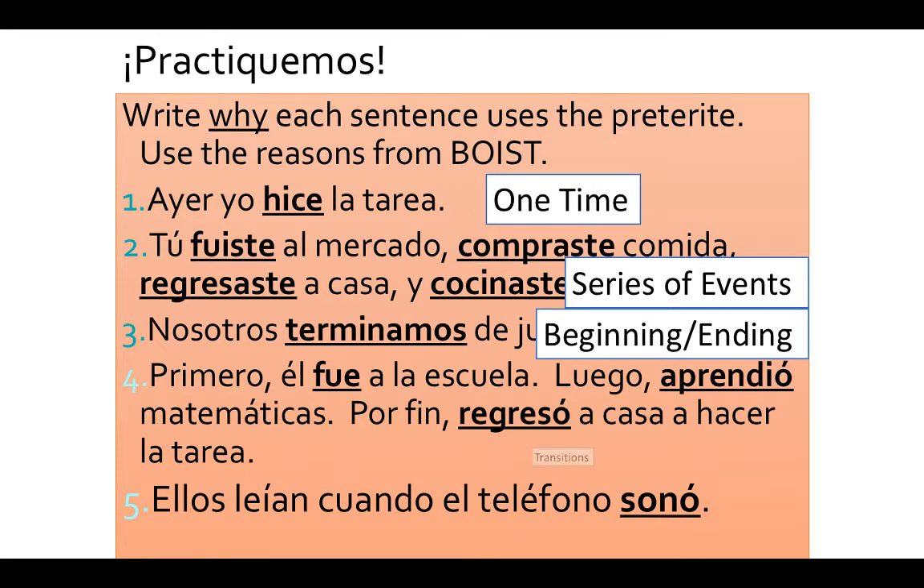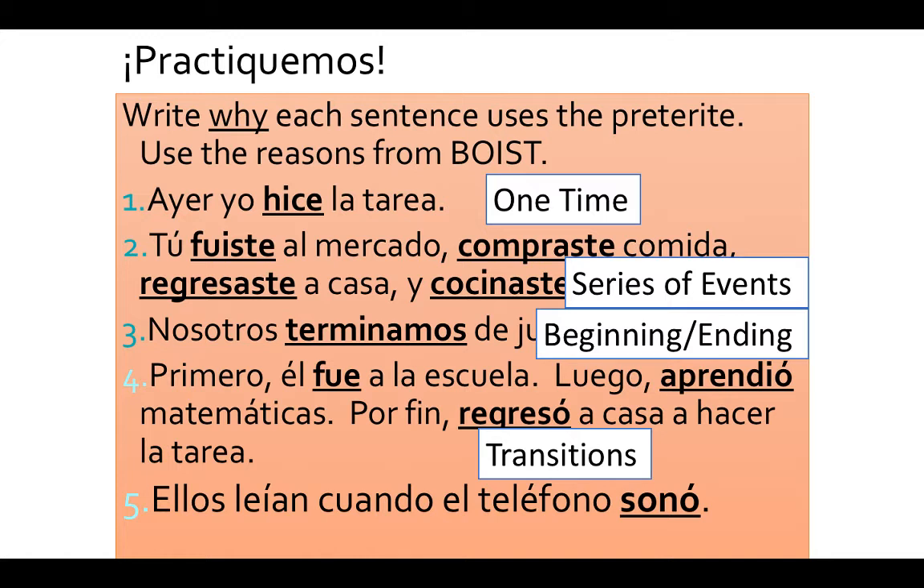Hopefully you're saying that this is a transition. In some ways, this could also be argued as a sequence of events because it's telling you things that he did in a certain order. But obviously the transition words lead way to transition being the better answer here. Either way, you can see that the preterite should be used.